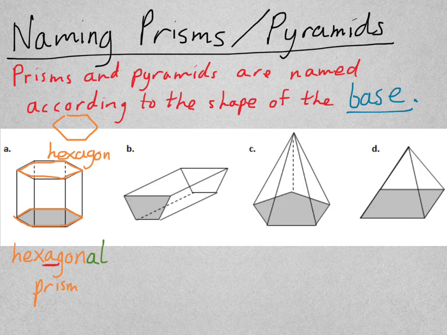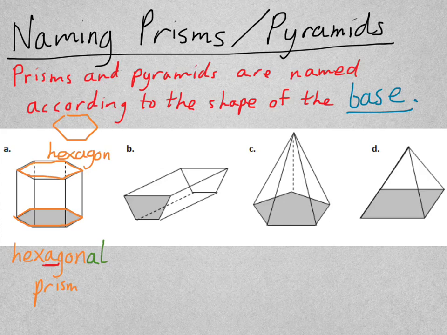Notice when I said it that I changed the way I said the letter A. It used to be hexagon, but now it's hexagonal. The O changed to an A. That's important. Don't say hexagonal the old way. That's wrong. It's hexagonal.